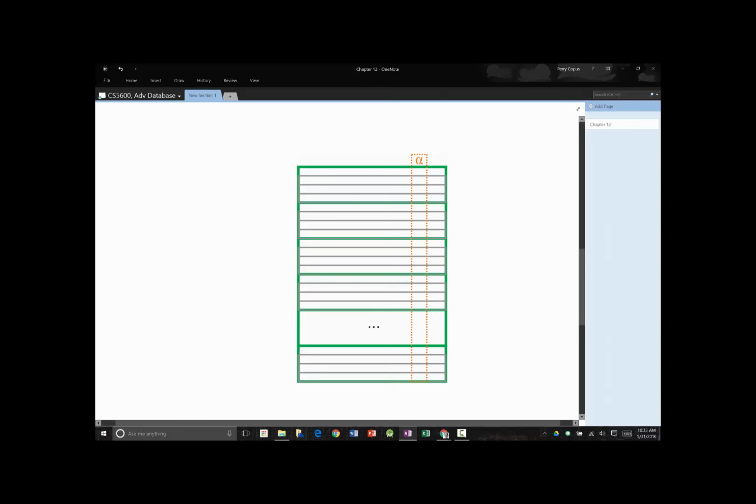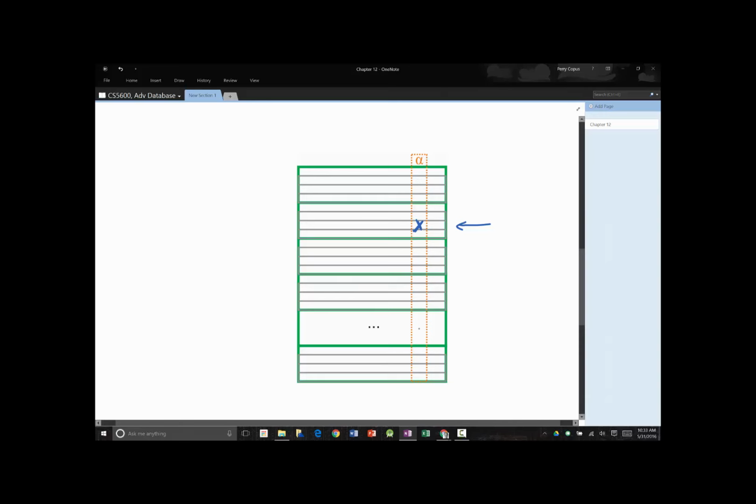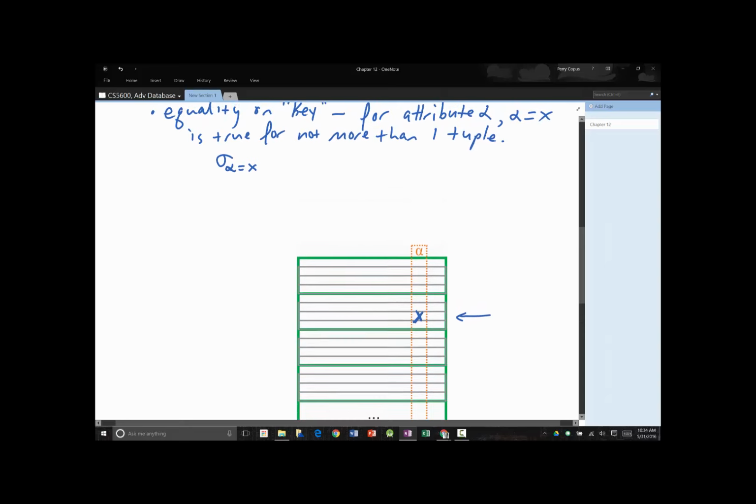is going to occur somewhere, let's say right here, where I just put it, okay? So this is true for that tuple, but it's not true for any other tuple, okay? So somewhere in this table, there either is a place where alpha equals x, or there's not a place where alpha equals x, but there's not more than one, okay? So each tuple then has a unique value for alpha. That's the point. So what are we going to do in this case?